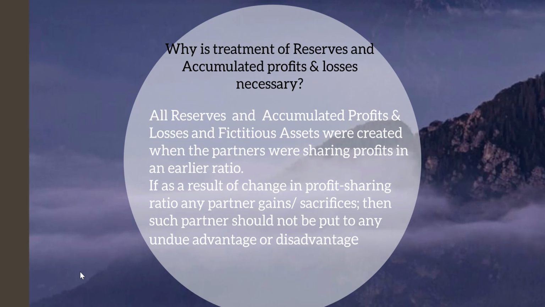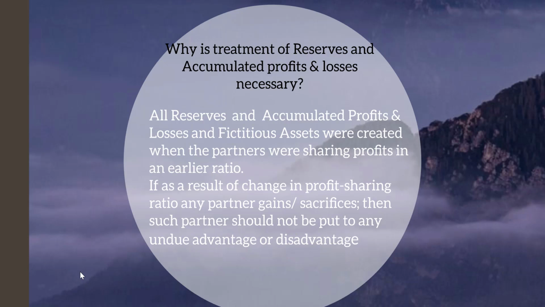So why do we need to treat reserves, accumulated profits and losses, and fictitious assets at the time of change in profit sharing ratio? Now the reason is that all reserves and accumulated profits and losses and fictitious assets were created when the partners were sharing profits in an earlier ratio.